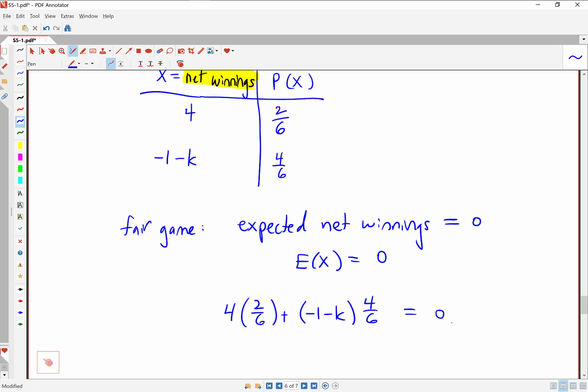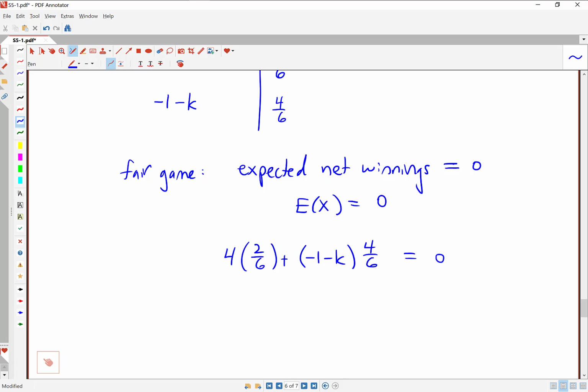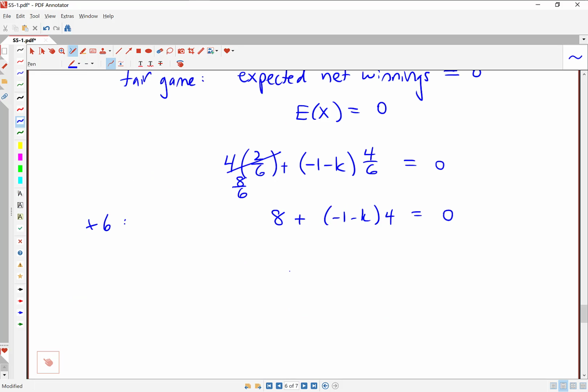So what we're doing is we're trying to find the k value that makes the game fair. And that's going to come down to just solving this equation. So first thing I would want to do here is just get rid of the fractions. So let's multiply both sides by 6. Our first term here is really like 8 over 6. So after we've done the multiplication, we're going to end up with 8. And for the second term, if we multiply by 6, we're going to end up with -1 minus k times 4 equals 0. So let's expand this out.